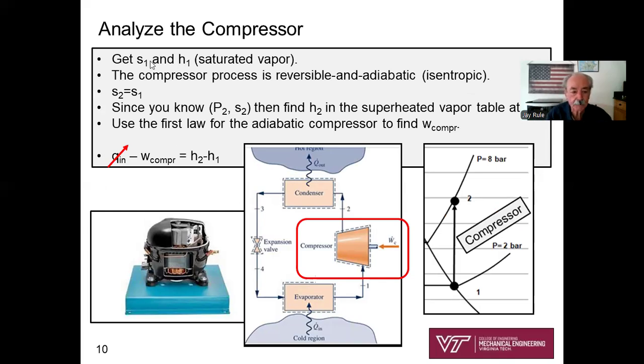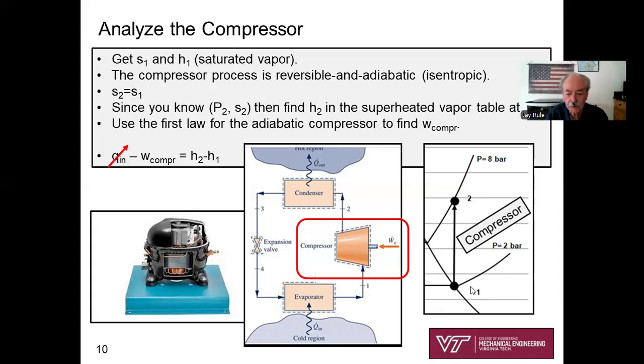Let's analyze the compressor. Here is what a refrigerator or heat pump air conditioning system compressor looks like. You can see there's an electric motor down below. That's the electric motor driving a compressor, a rotating scroll compressor. Here's what the compressor looks like on our equipment diagram. Inlet state 1, outlet state 2. We're given in the problem that it's saturated vapor.